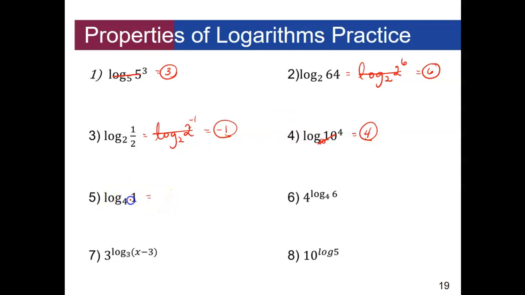Here the log of 1 is 0 regardless of the base. Here I've got this base and this base matching. So I'm left with 6 as my answer. Here this base and this base match. So I'm left with x minus 3 as my answer. And here, this one has an understood base of 10. And so this base and this base match, and we're left with 5 as our answer.